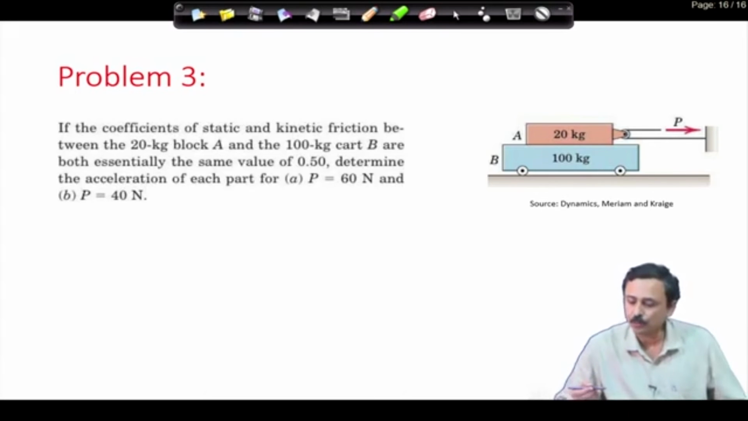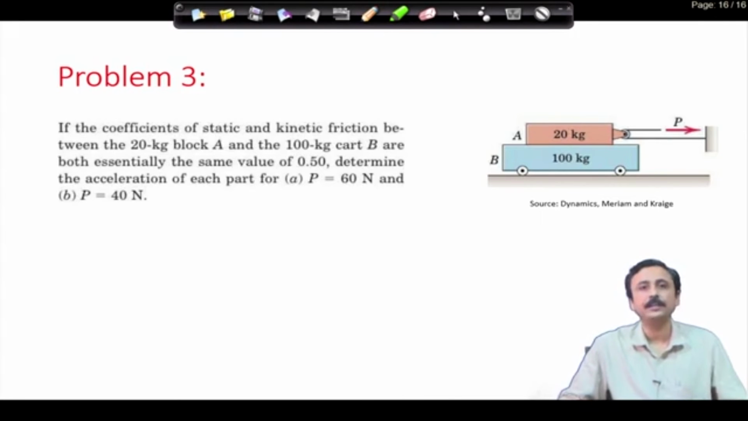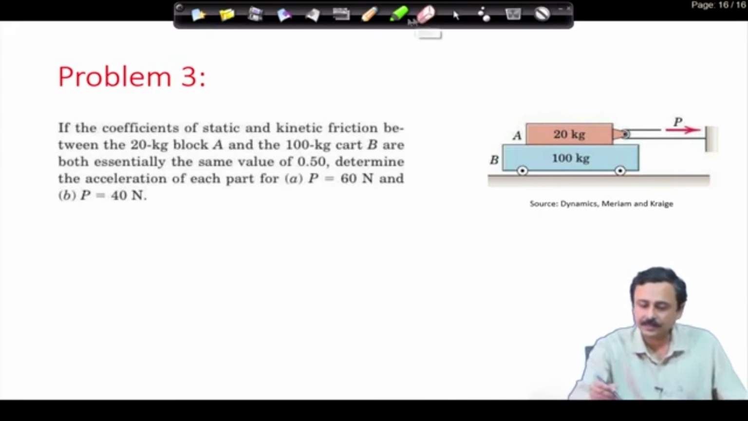You can see the figure, two blocks are placed one over the other. The lower block is on wheels, which means that it is going to be frictionless. The connotation is that it is frictionless. This problem is taken from the book of Meriam and Craig. There is friction at this interface.